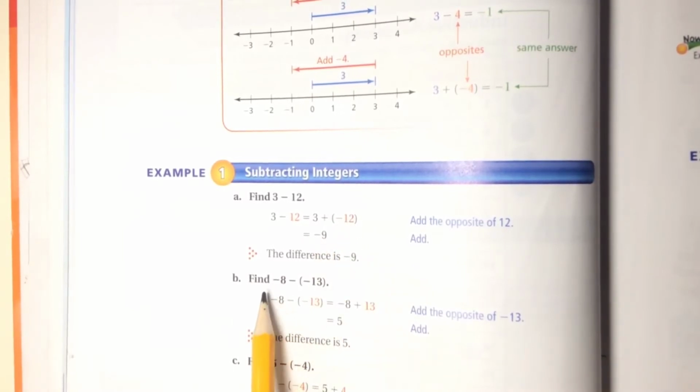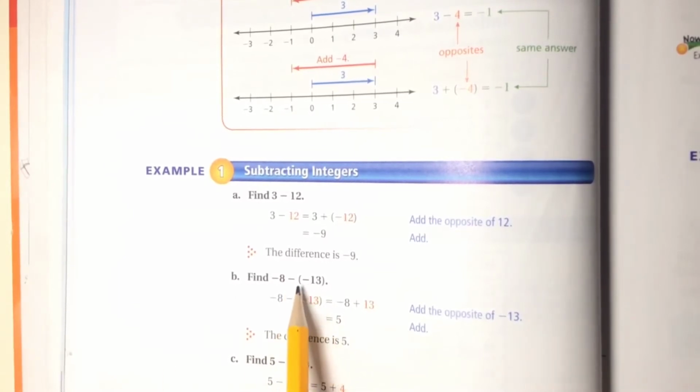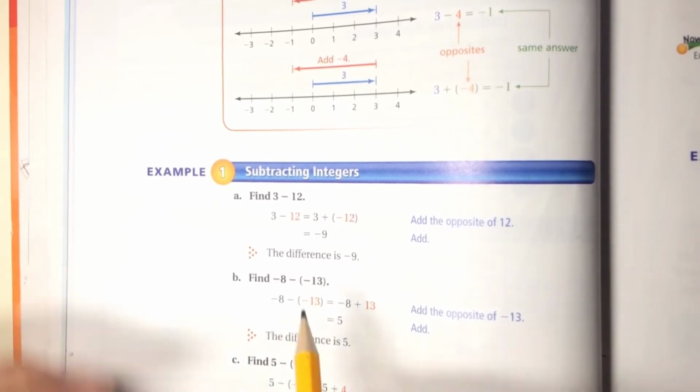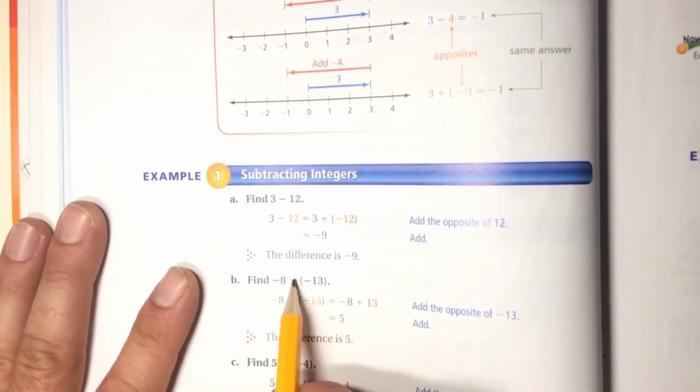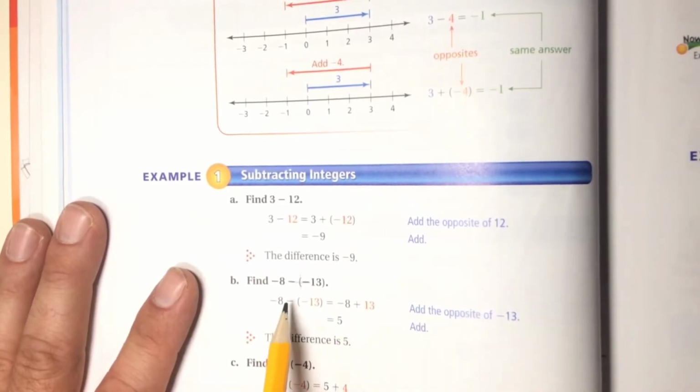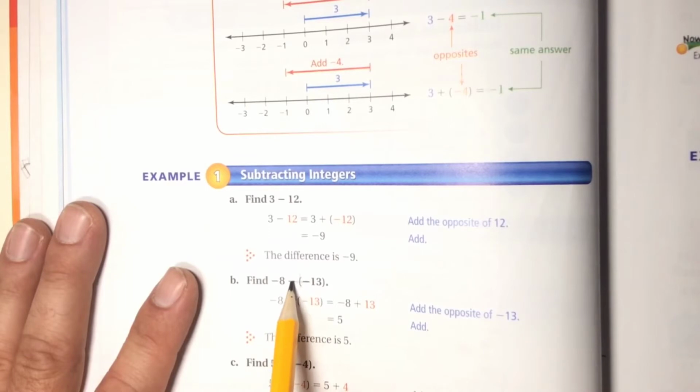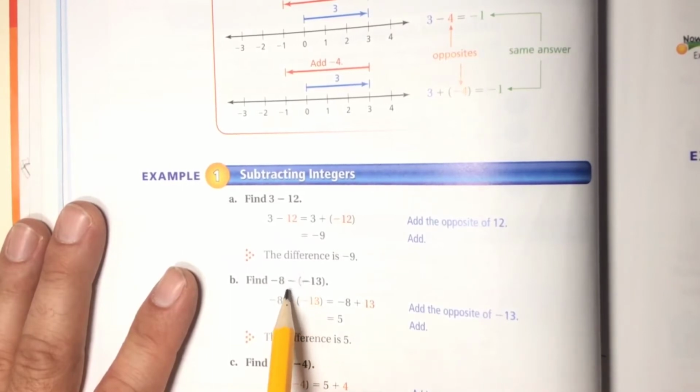Down here, it says find negative 8 minus a negative 13. And here's the one rule that we have for subtraction that makes it different than addition. Whenever you have two minuses right next to each other, minus a negative, I take it and make that into a big plus. Because if we were going to turn this into add the opposite, it would be adding 13. So if you always just turn those into a big plus, it's the same as adding the opposite.